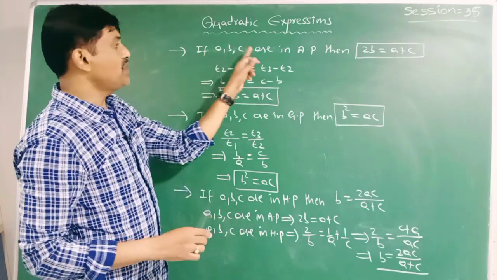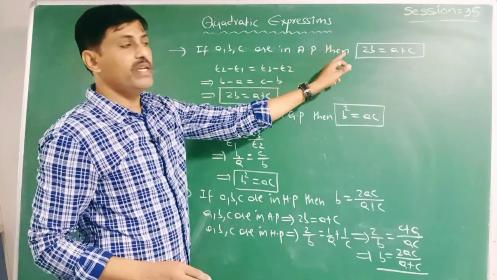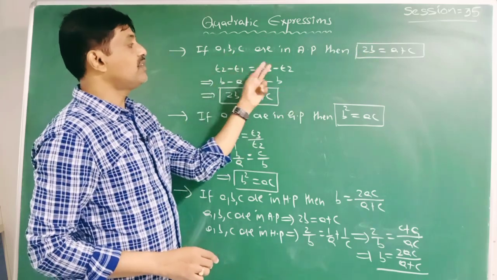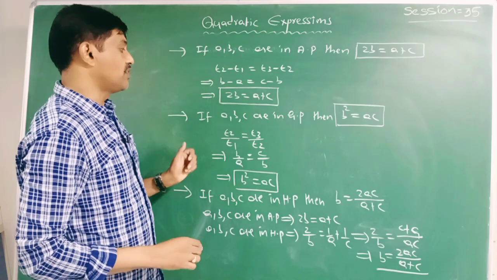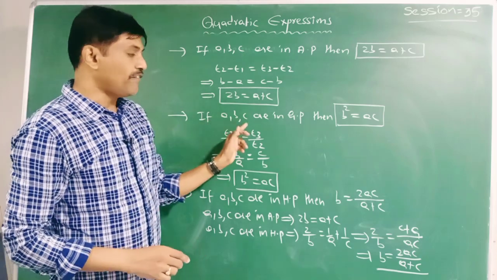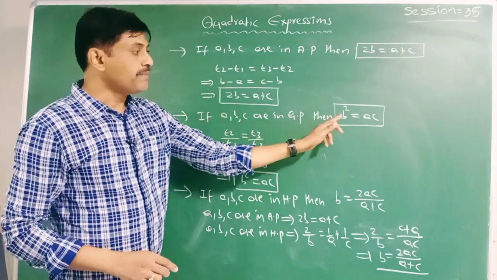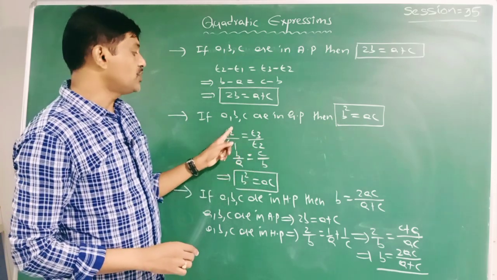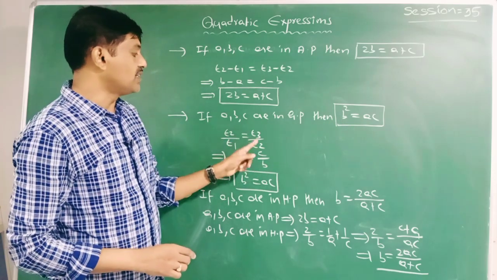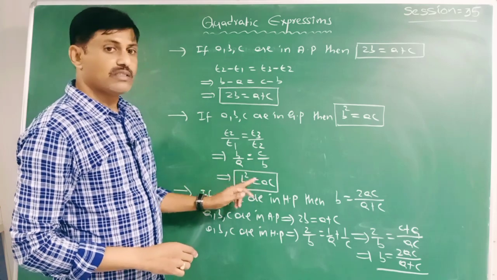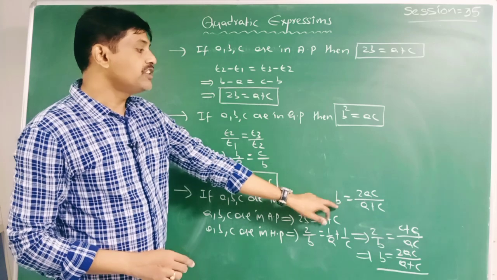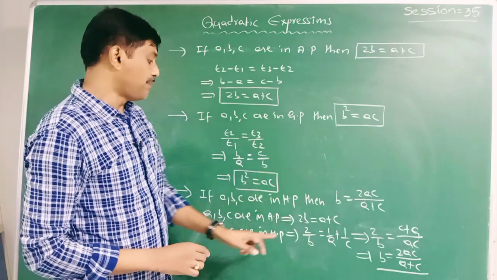If A, B, C are in AP, then 2B is equal to A plus C. How you get? As T2 minus T1 is equal to T3 minus T2, common difference we have to take. Here if A, B, C are in GP, then B square is equal to AC. Here we have to take common ratio, T2 by T1 is equal to T3 by T2, B square is equal to AC. If A, B, C are in HP, then B is equal to 2AC by A plus C.